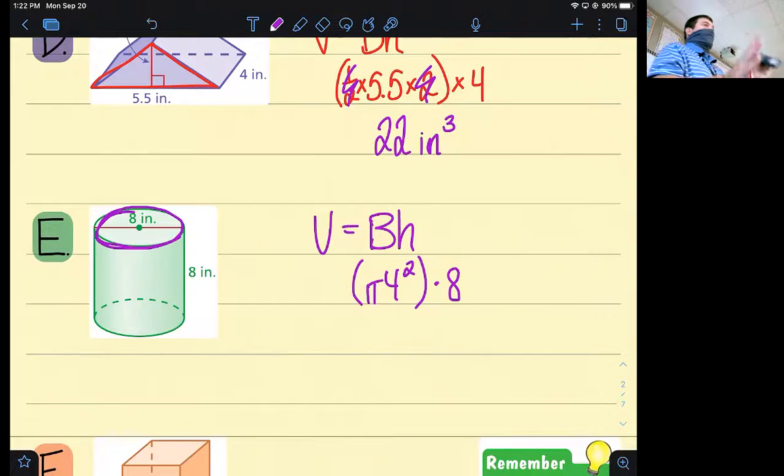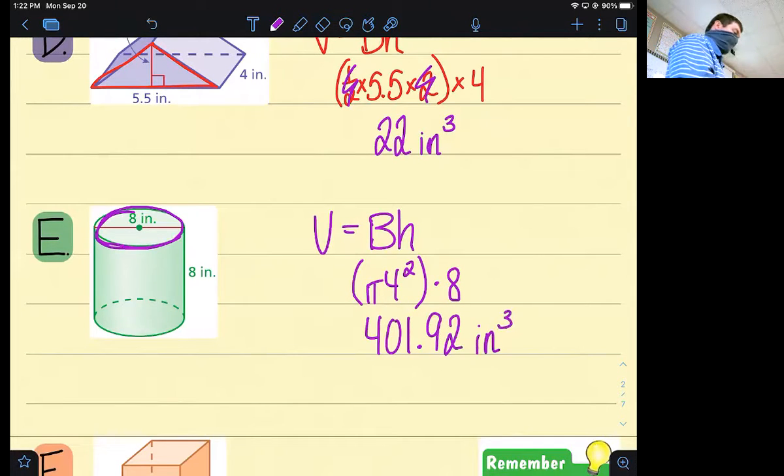Again, you can write your answer in terms of pi, or you could just give me the answer. Who has 16 times 8 times 3.14, Sky? 401.92, and what's my label going to be? Inches cubed. Easy peasy. Again, please make sure you're showing your work.